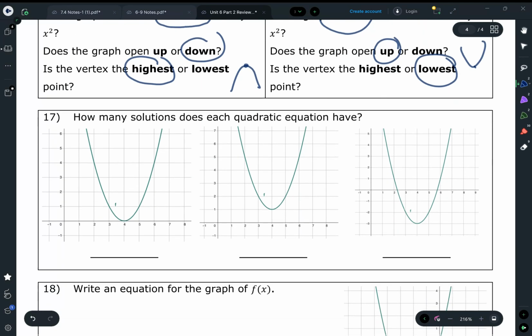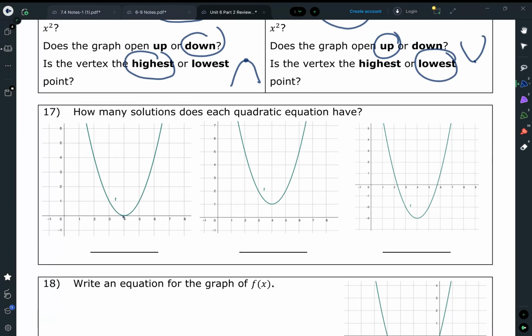So how many solutions do we have? So this one is crossing my x-axis 1 time, so there's 1 solution. This one does not cross my x-axis at all, so there's none. It's 0. This one crosses my x-axis 2 times, so there's 2 solutions.